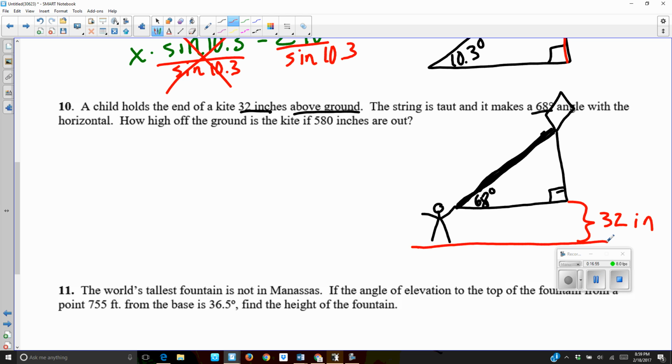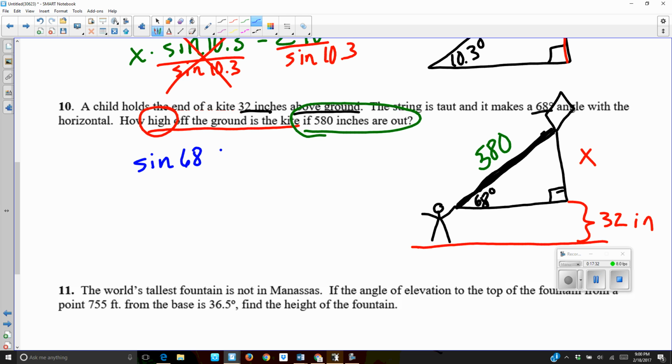The question is, how high off the ground is the kite? So again, we see that word high or height. That's talking about the vertical. So now we're going to find that side of the triangle. The one other number they give us is there's 580 inches of kite string out in this problem. So of course that's a slanted distance. So we want to solve for x. Again, it's the sine trig function. So you're going to set sine of 68 equal to x over 580.